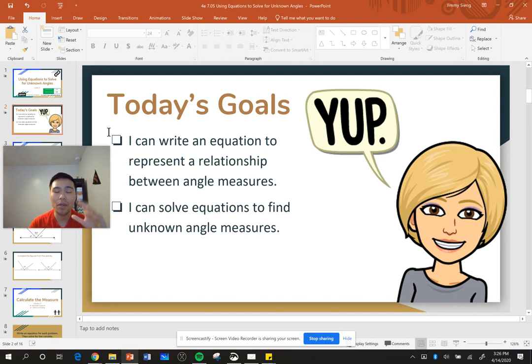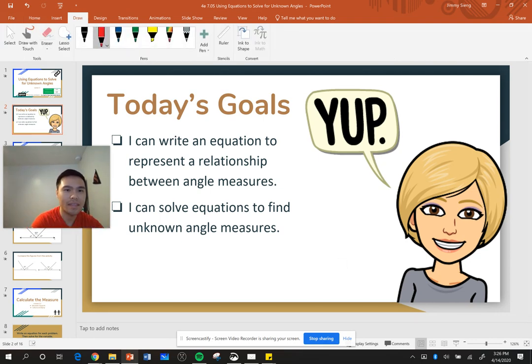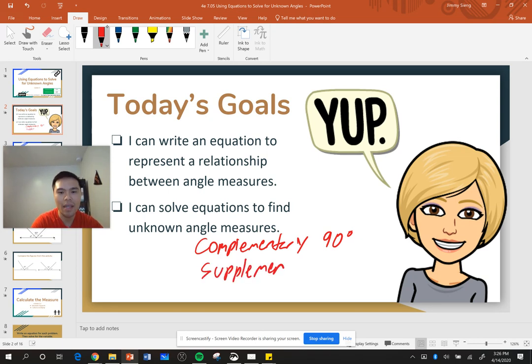supplementary. Remember complementary, I can write this on here for you. Let me get my stylus here. So complementary, remember, is going to be 90 degrees. And then supplementary is 180 degrees, okay? And we can find these when we use these angles right by each other.